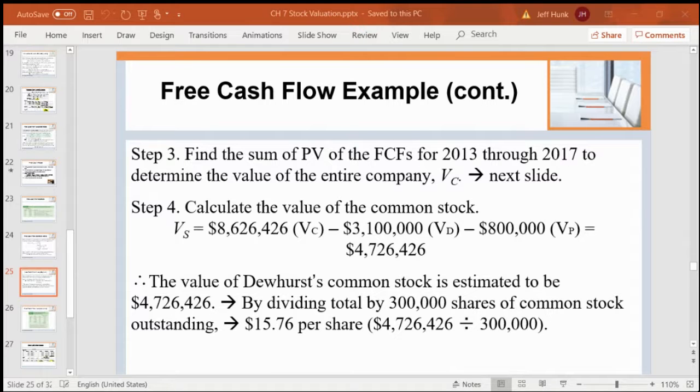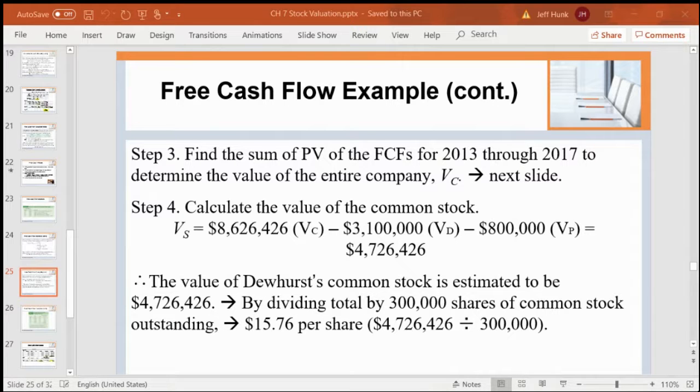And it's not 2017, in other words, it's the 2012 value of the company, the end of 2012 value of the company. So then what is the value of the common stock? Of course, then we must subtract the value of the debt and the value of the preferred stock. So there you go.